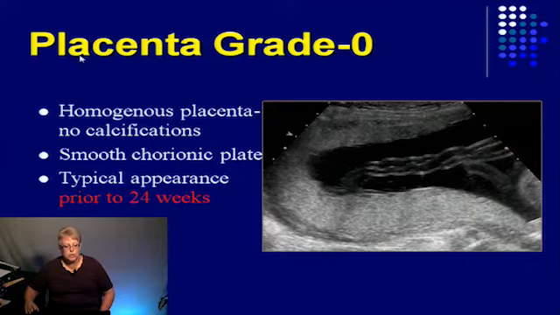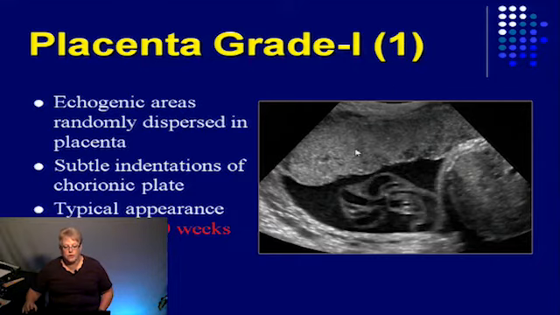So we look at the placental grading. Grade 0 is homogeneous, no calcifications, nice smooth chorionic plate. Basal plate is towards the myometrium, chorionic plate is towards the fetus. This is your typical appearance of the placenta prior to 24 weeks. We can see there's umbilical cord coming in here. It's a central insertion.